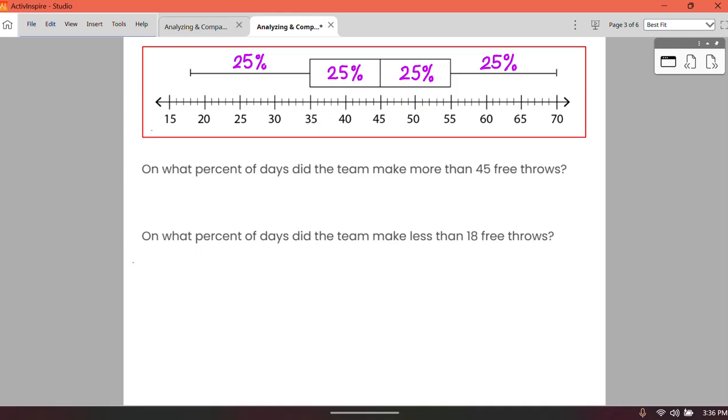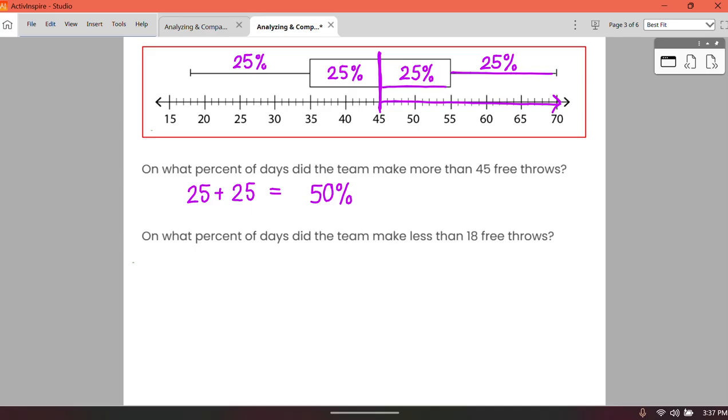So, on what percent of days did the team make more than 45 free throws? So 45 is right there. More than is going to be this way. So this section of the box is 25. This whisker is 25. So that's 50% of the days. And if you're not sure where I got 50 from, I just did 25 plus 25.